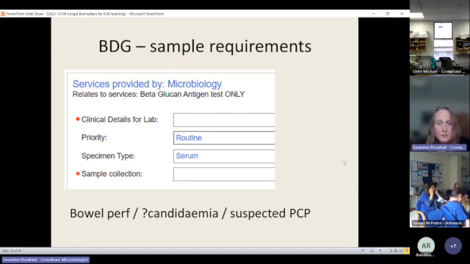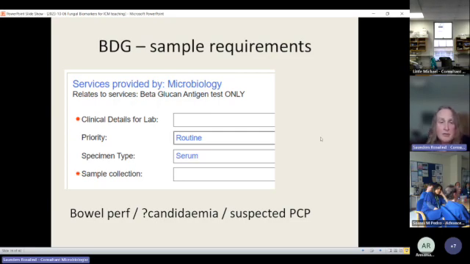So this is a serum test. And what's really important, and Dr. Lim wanted me to emphasize to you, is that it's really important to put the correct clinical details for the lab, because the laboratory staff have instructions to process it if the indication is something relevant. So if you put something like bowel perforation, query candidemia, query invasive fungal infection, query PCP, then it will get measured. If you write something like fever or routine in the clinical details, then it won't get automatically measured, and it has to wait for either Felicia or me to pick it up and look at what's happening with the patient and then give the lab instructions whether to measure it or not.